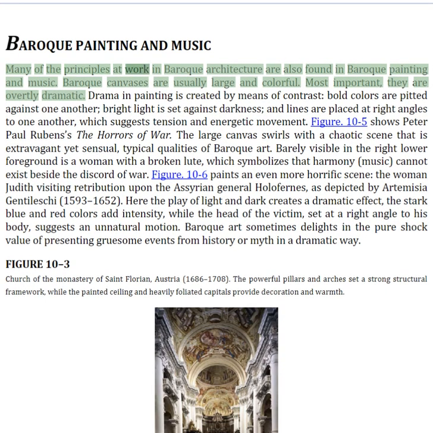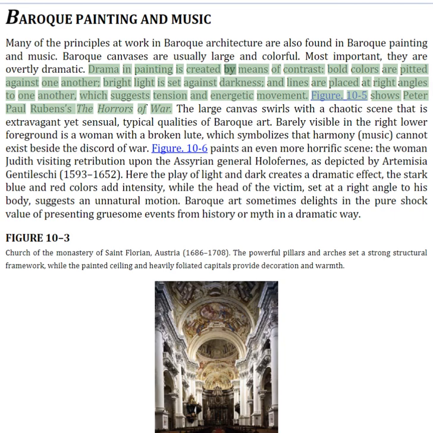Baroque painting and music. Many of the principles at work in Baroque architecture are also found in Baroque painting and music. Baroque canvases are usually large and colorful. Most important, they are overtly dramatic. Drama in painting is created by means of contrast. Bold colors are pitted against one another, bright light is set against darkness, and lines are placed at right angles to one another, which suggests tension and energetic movement.